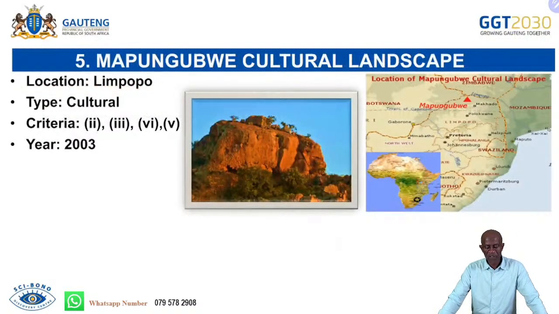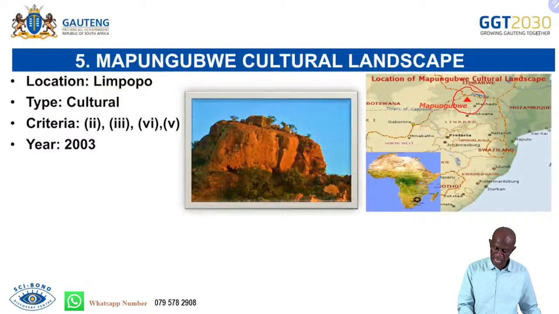As we move further to the fifth one, the Mapungubwe cultural landscape, it is located in Limpopo, and it is cultural as we look into its type. The criteria are 2, 3, 6, and 5. And the year of inscription, the year of declaration, was 2003. And on the map, Mapungubwe is far north in Limpopo. And here is a picture that will help you to identify Mapungubwe cultural landscape.